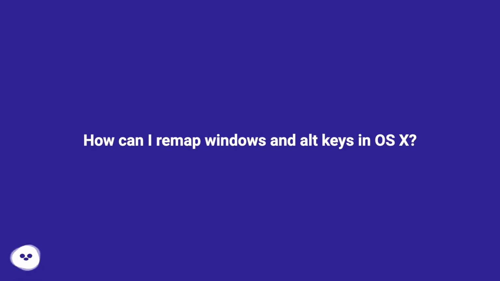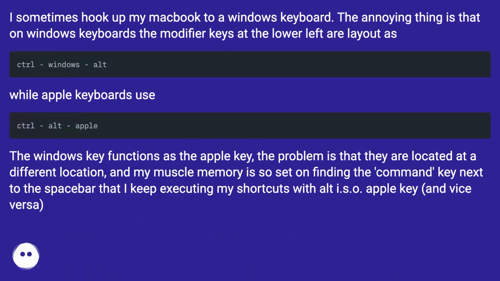How can I remap Windows and Alt keys in OS X? I sometimes hook up my MacBook to a Windows keyboard. The annoying thing is that on Windows keyboards the modifier keys at the lower left are laid out differently, while Apple keyboards use the Windows key functions as the Apple key.